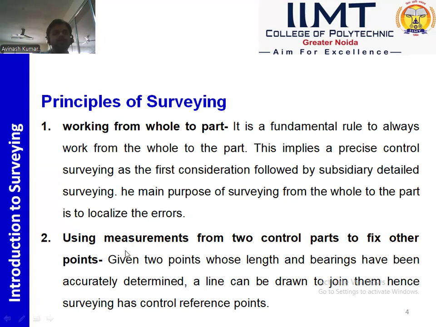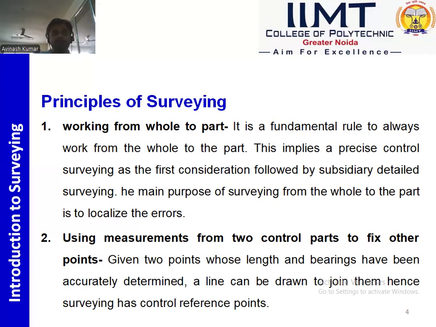The second one is using measurements from two fixed control points to represent a third point. To represent any point, we need at least two reference points, and that reference may be either length or angle. Suppose we want to represent a point, then we have to know the distance from two points, because if I say point A is 10 meters from point B, then that may be on the left side, right side, north side, or south side.